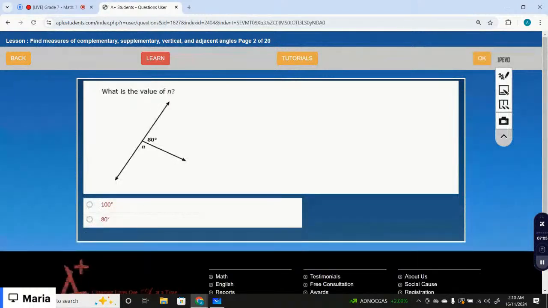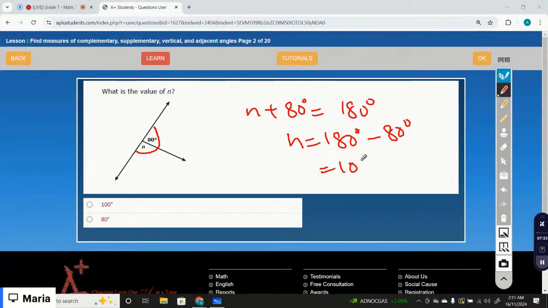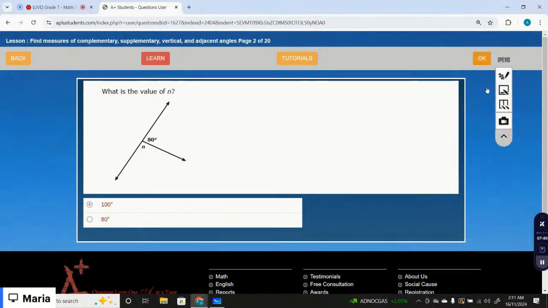What is the value of n? So again, the sum of n and 80-degree forms supplementary angle, right? And supplementary angle sums to 180 degrees. So move 80-degree to the other side. So that is n equals 180 degrees minus 80 degrees, that equals 100 degrees. So n equals 100 degrees. Option number 1 is the correct option, right? The correct option is option number 1.